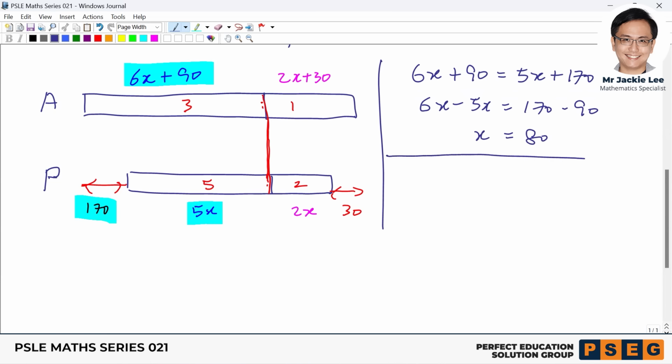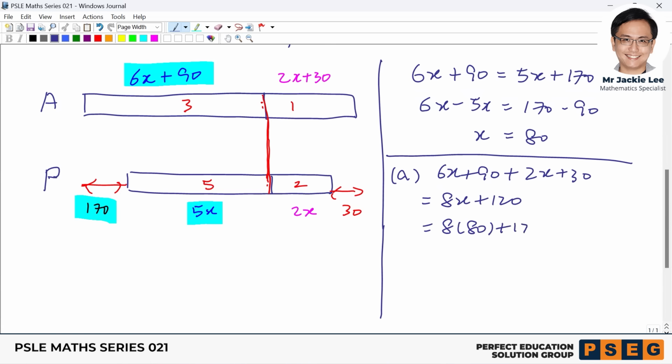Once we have the value for x, we can solve for part A and part B. Part A, the initial number of apples, is 6x plus 90 plus 2x plus 30, which is 8x plus 120. 8 times 80 plus 120 is 640 plus 120. The answer is 760. Then for part B, the number of pears left behind is simply 5x only, that means 5 times 80. The answer is 400. So these are the two answers.